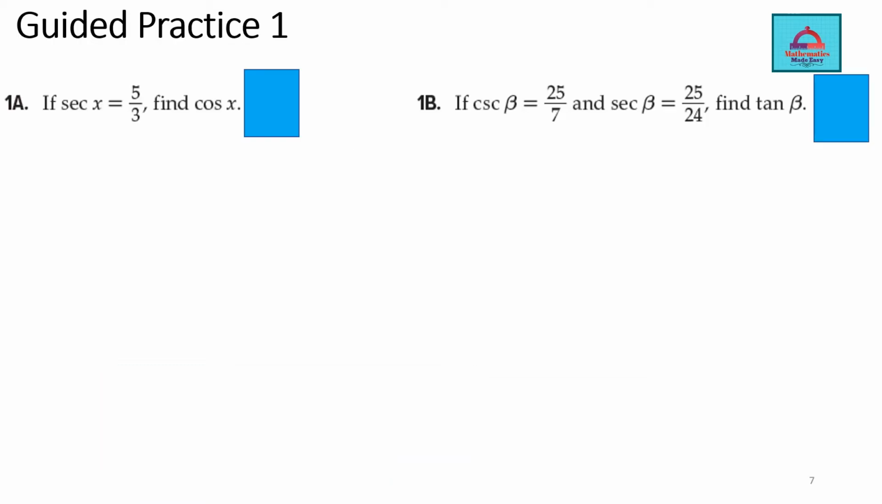Next, let's do this question. Very simple. Secant is given to you. You need to find cos. So you know cos x is reciprocal of sec x or secant x. So secant x is 5 over 3.